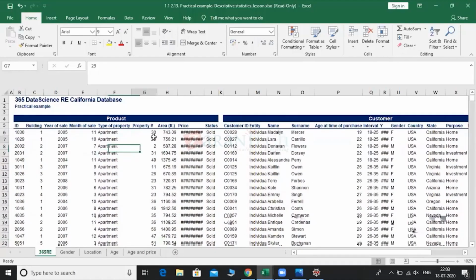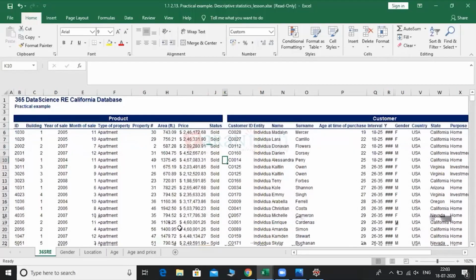What is the property number, the area, and the price of the property? So this is one thing, simple. This is one data set. Similarly, this data set is about the person who has essentially bought these kinds of lands.